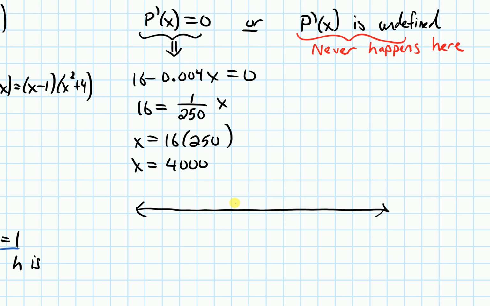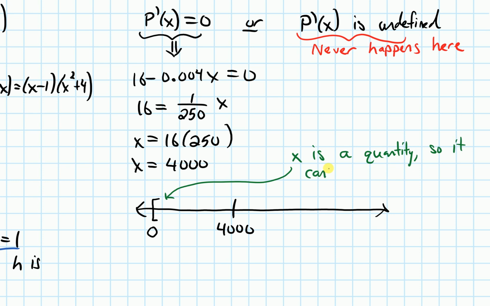Okay, so I put 4,000 on it. Put our critical number on it. In this question, though, there's a natural limitation on our variable x. Because x is the number of blue books. It's a quantity, and my quantity can't be smaller than 0. So I'm going to put a bracket here at 0. And the reason, again, is because x is a quantity, so it can't be negative. So that's why I'm putting that bracket there at 0.